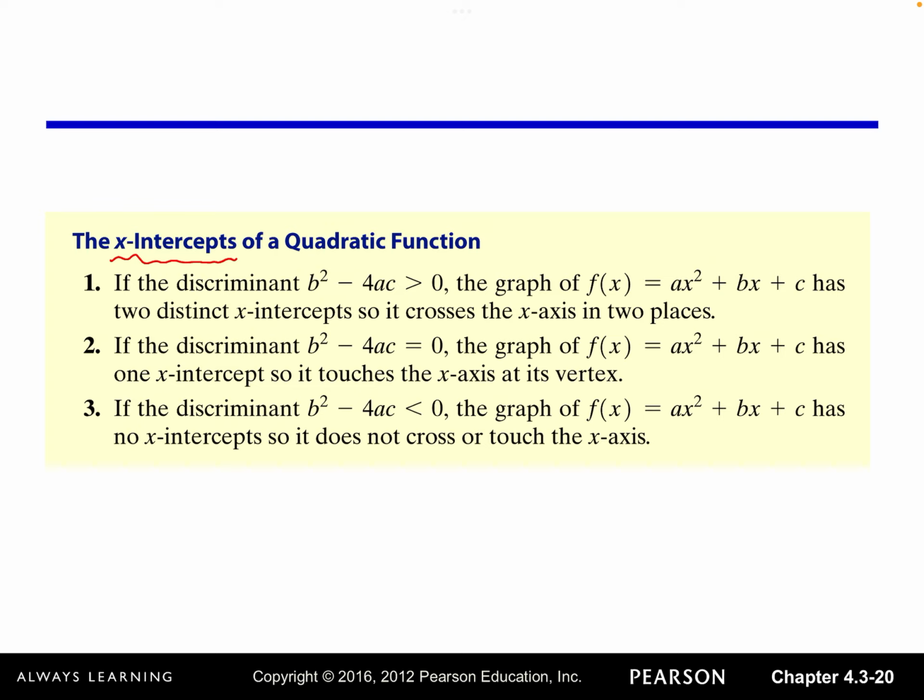Recall in chapter 1, when we learned about quadratic equations, we used the discriminant to determine the type of solution. Remember that? We said when the discriminant is greater than 0, the quadratic equation has two unequal real number solutions, right, at the time.